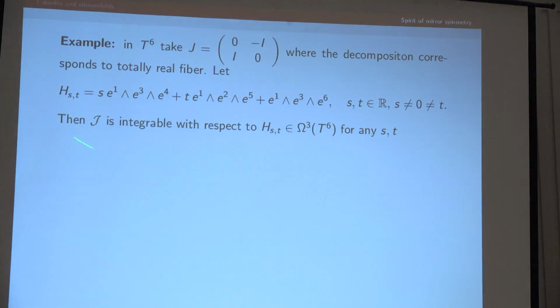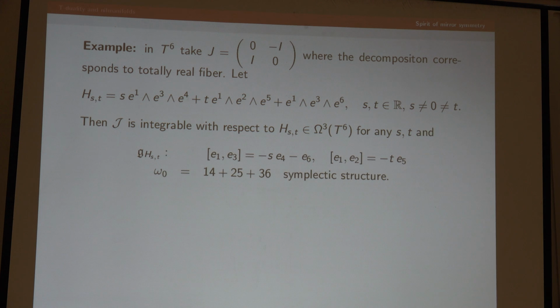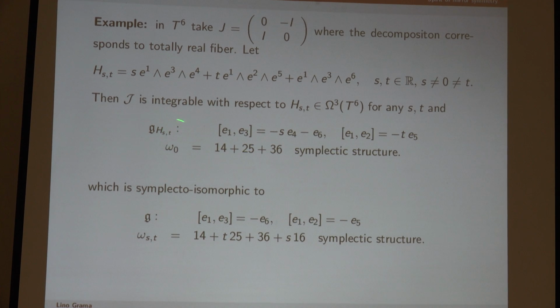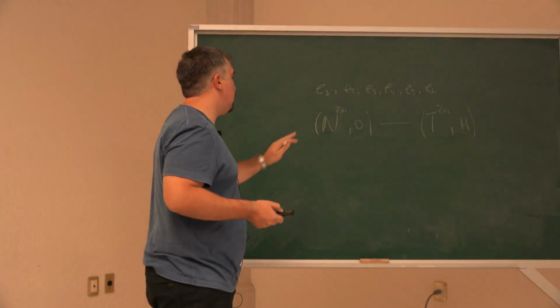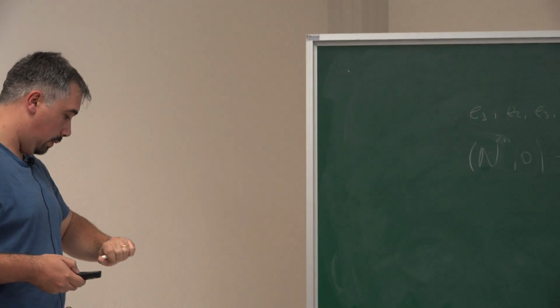But the big deal here is how to produce a complex structure integrable with respect to these three-forms. In this case, for each s and t, we can produce a Lie algebra parameterized by s and t, and this is the symplectic structure, fixed for all the new manifolds. But we can prove this: all this family is symplectomorphic to this nilpotent Lie algebra with a family of symplectic structures. In this case, we can change the problem. Instead of working on the symplectic side, we work in the simpler Lie algebra, but twisted by the three-forms.